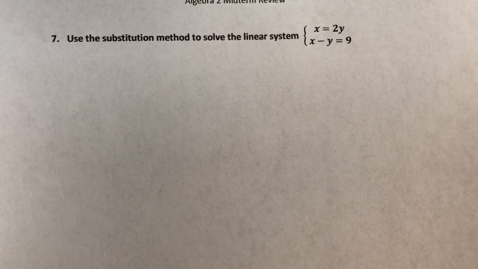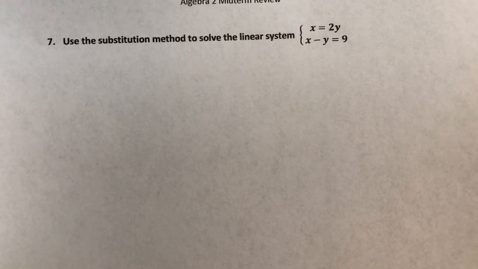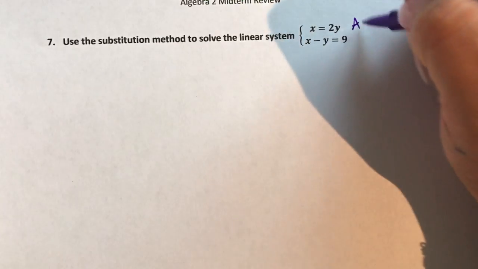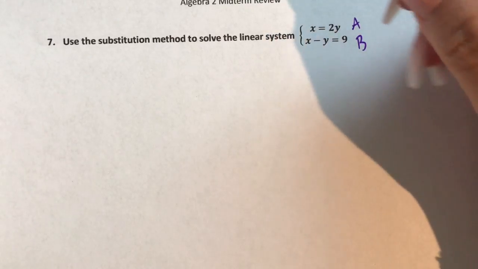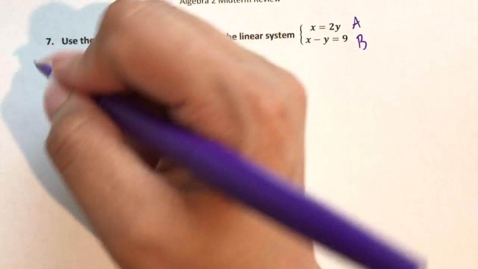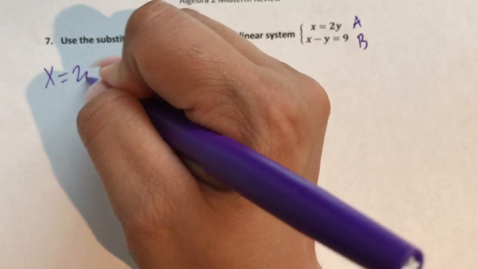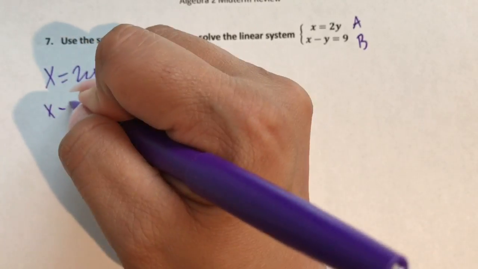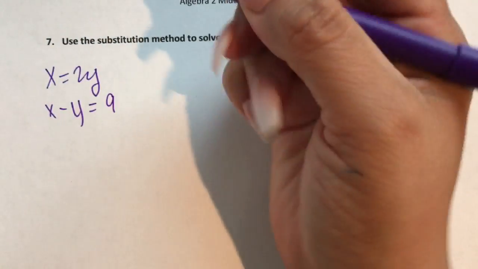Use the substitution method to solve the linear system. X equals 2y. X minus y equals 9. So equation A, equation B. We're going to substitute x for 2y. So x equals 2y. X minus y equals 9.